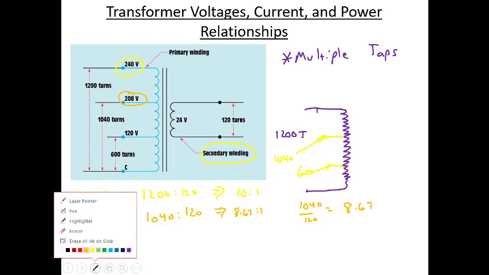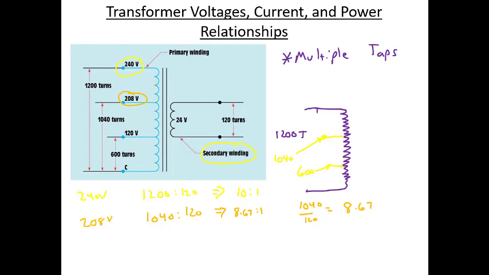If I connected to the 120 volt tap, so let's say that I connected here, now I'm going to get another different ratio for this transformer. This would be 600 to 120. So if I took 600 divided by 120, I get 5. I probably should have been able to do that in my head. So I'd have 5 to 1 on here.